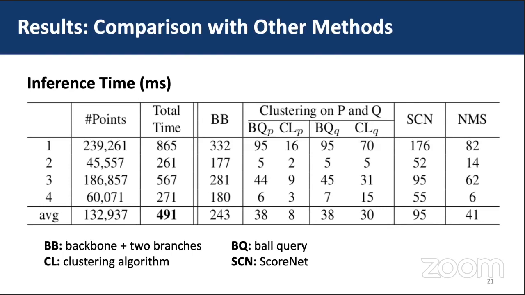That is, the clustering is actually divided into two operations. The first is ball query and the second is breadth first search. Generally, the inference time of a scene depends on the number of points and the scene complexity. Clustering on shifted coordinates Q usually takes more time than clustering on original coordinates P, as shifted points could have more neighbors.